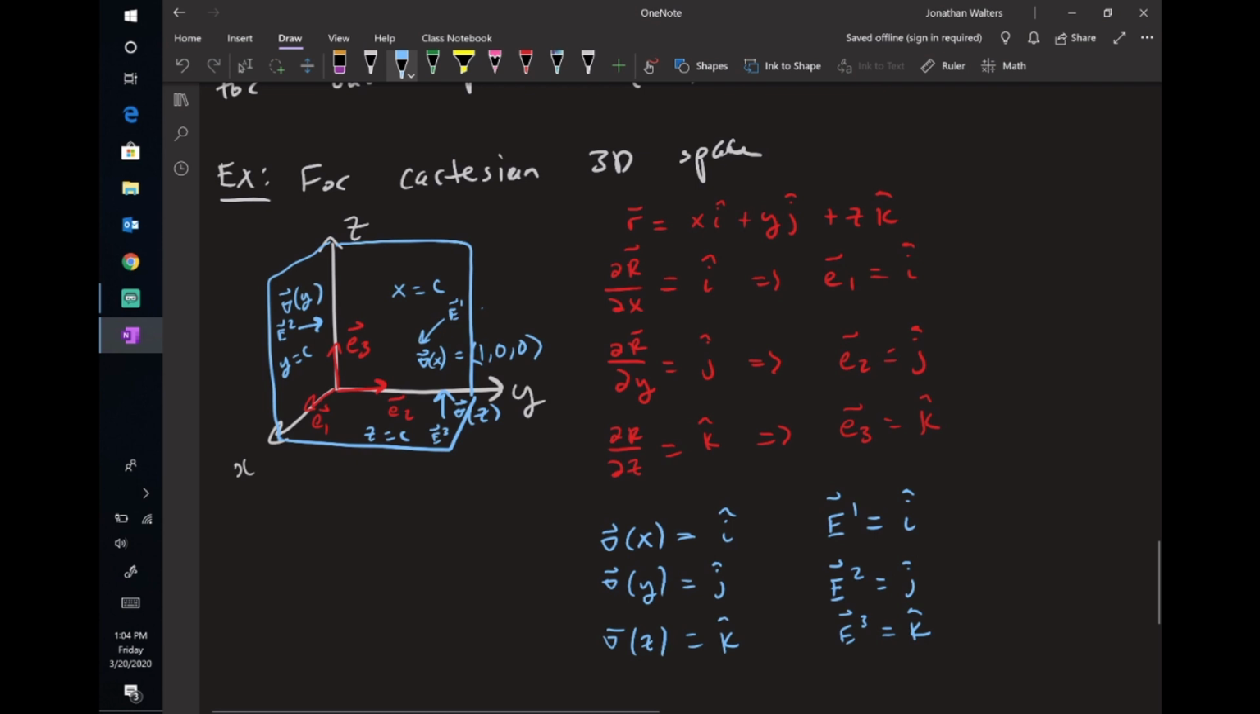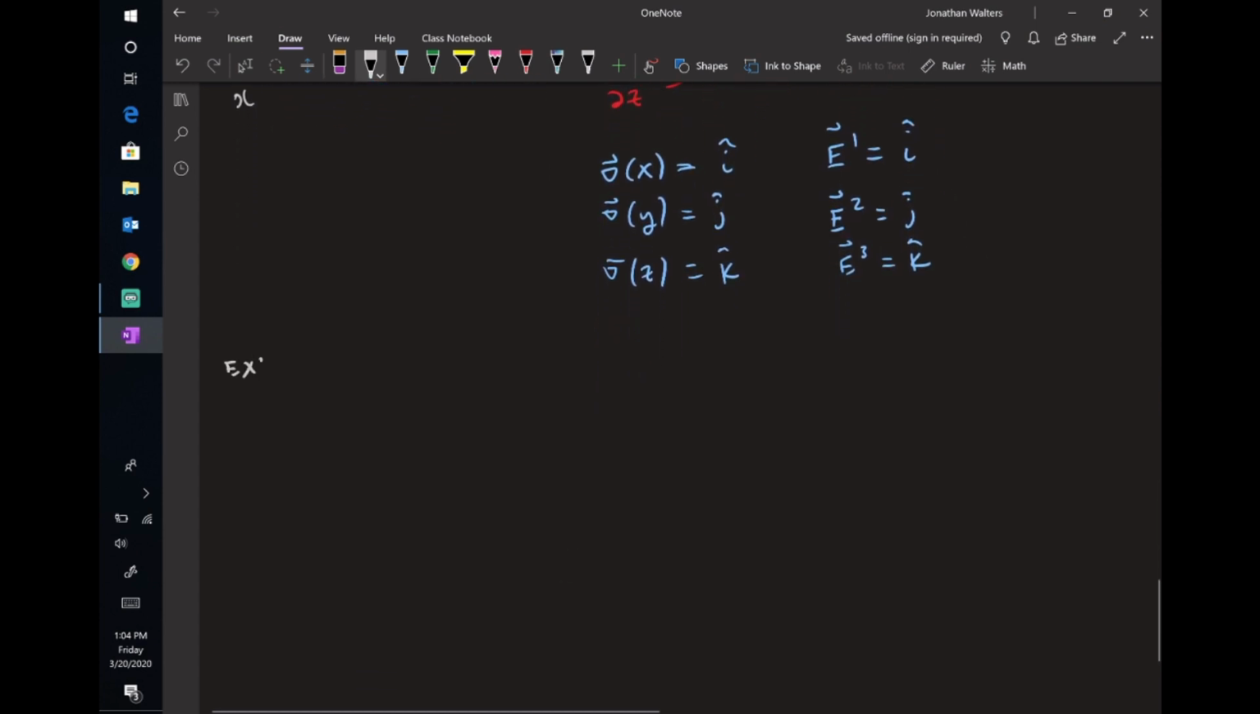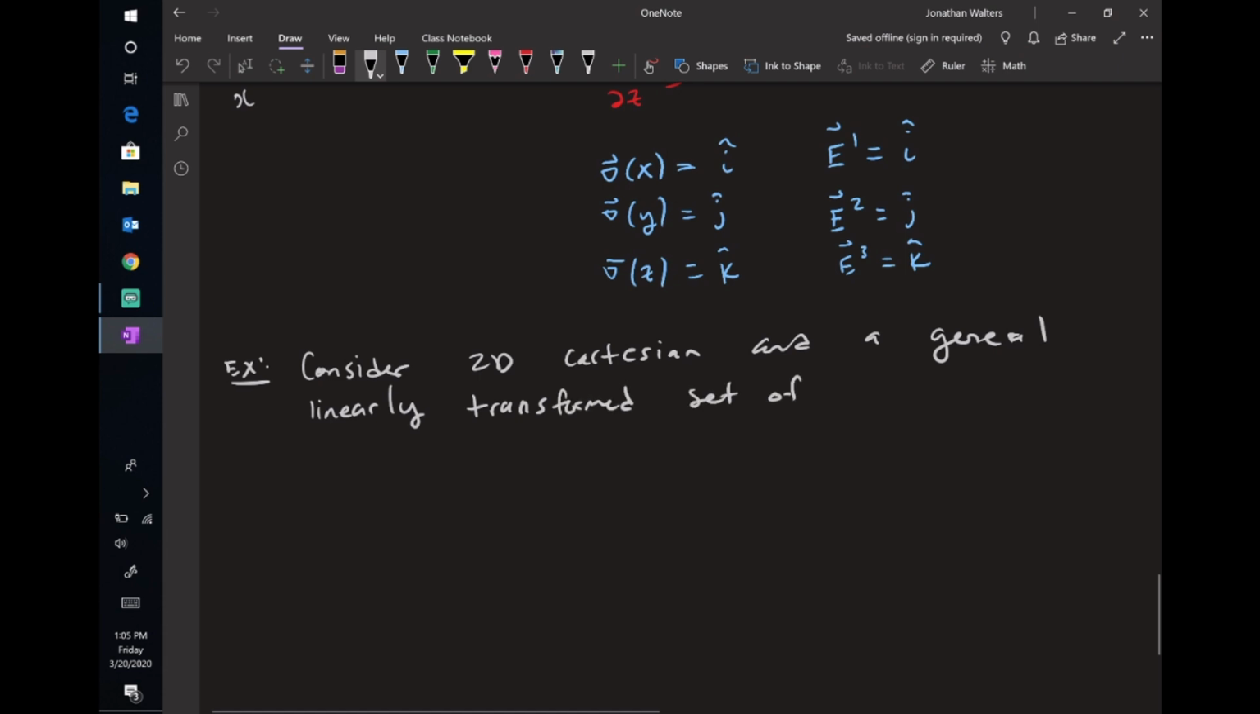And that's a really cool thing to look at. Let's look at a different coordinate system that we talked about. So for example, let's look at Cartesian coordinates in 2D. So consider 2D Cartesian and a general linearly transformed set of coordinates.